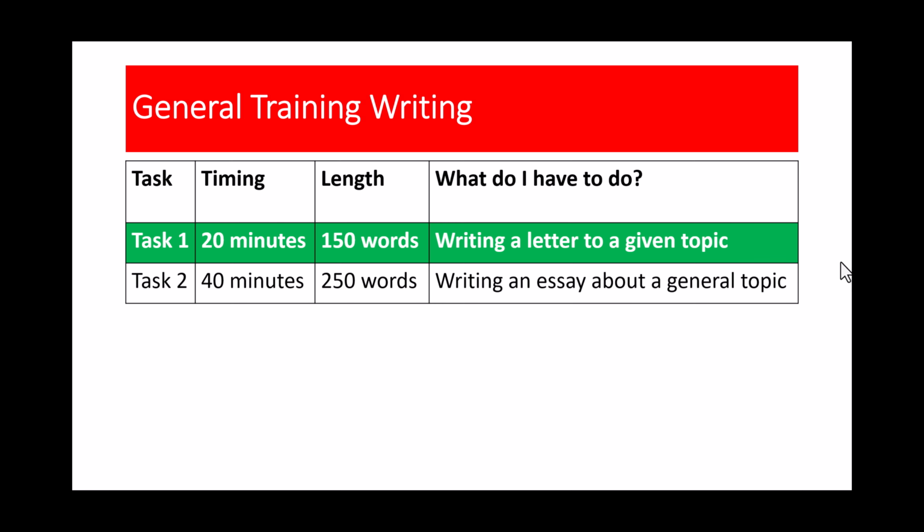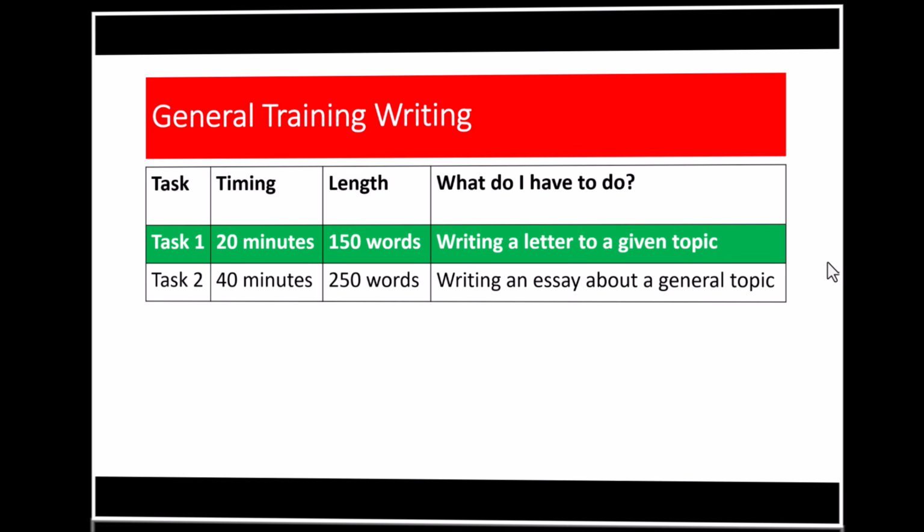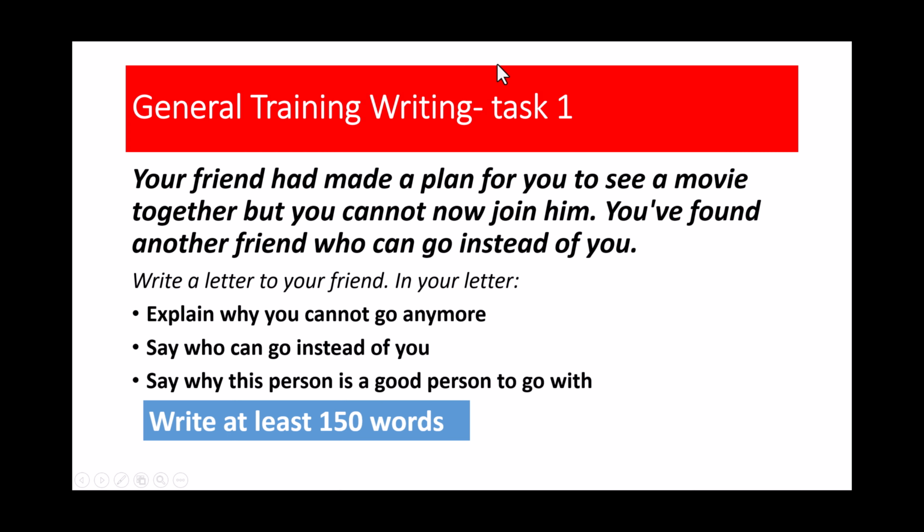So let's have a look at general training writing. Again, 20 minutes, 150 words that should be written about a given topic. Let's have a look at one example of writing task 1, general training. You can pause the video to read the topic.